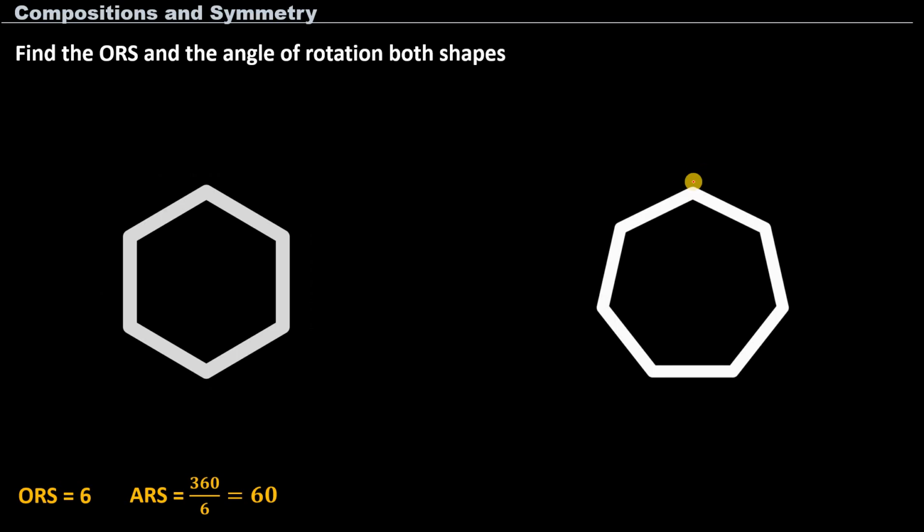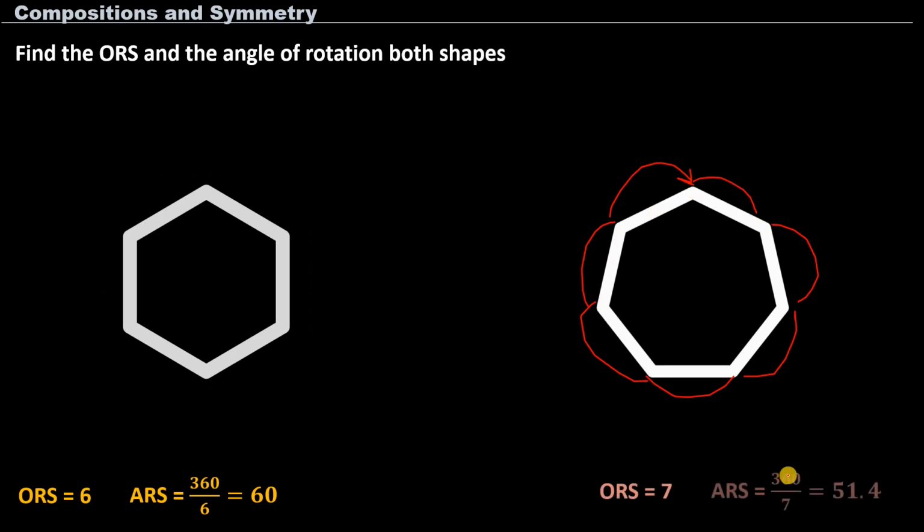Then looking at the next one, we could go once, twice, 3 times, 4 times, 5 times, 6 times, then 7 times before we're back at the original shape. So the ORS here is 7, giving us 360 divided by 7, so about 51.4 degrees is what we're dealing with for this shape.